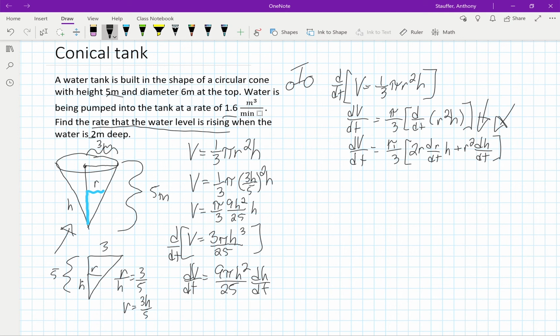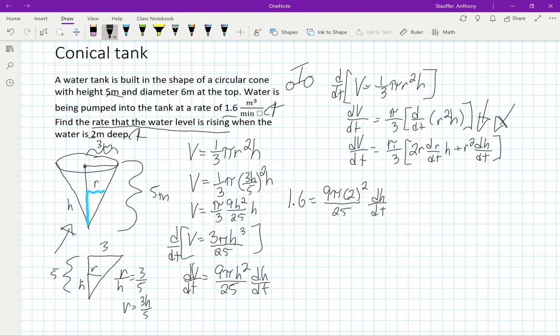From here, we see that the water is 2 meters deep, so h is going to be 2, which gives dV/dt equals 9 pi times 2 squared all over 25, multiplied by dh/dt. And then also I have that the volume, the water being pumped into the tank, is 1.6. I probably should have done this before, but I'm just going to do it right now. Thank you, the magic of the eraser. And I get 1.6 equals this.